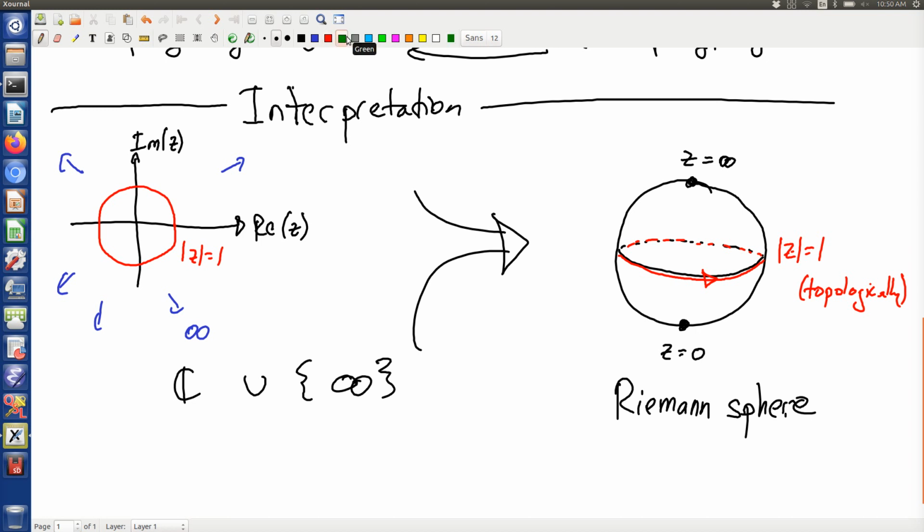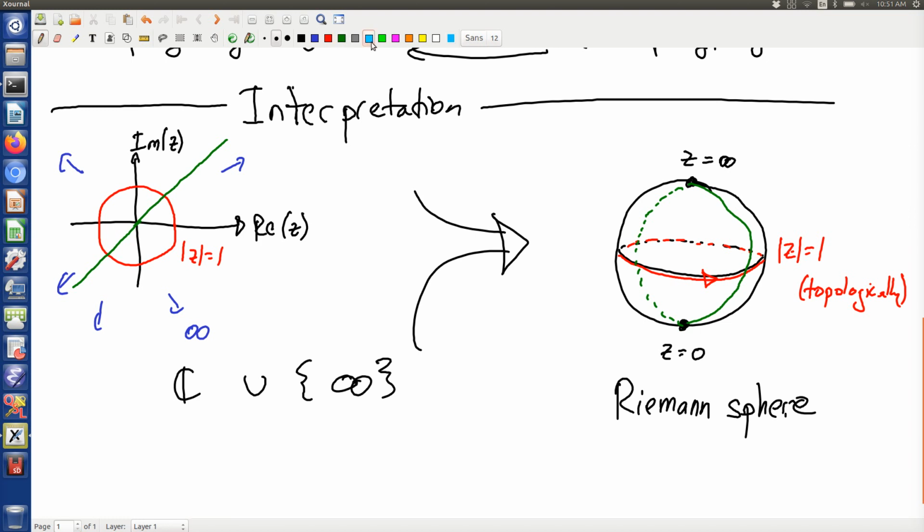Notice, too, if I draw a line that goes through the origin, like this, it touches both the origin and the point at infinity. Oh, well, it really then is a circle that goes all the way around the Riemann sphere.